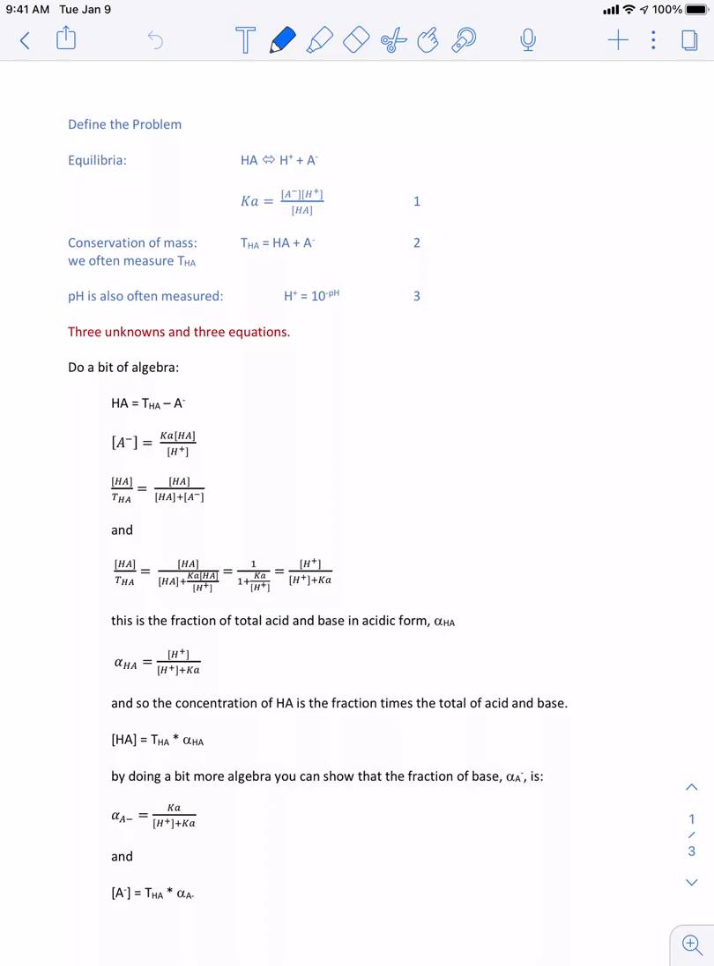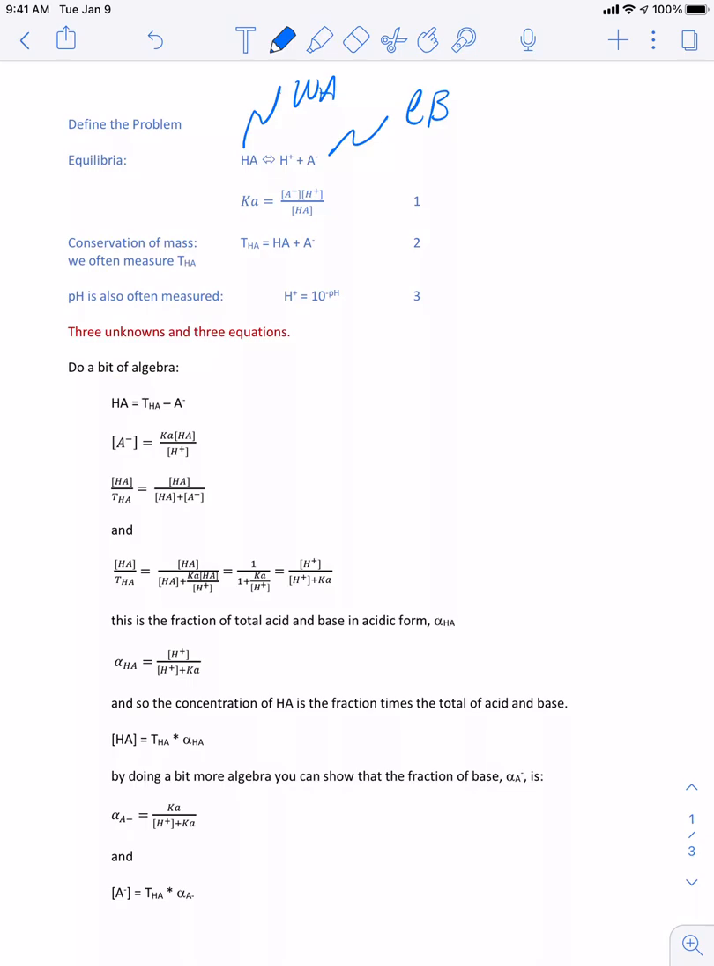So we say that pH is a master variable because pH is known. It's known because we can measure it. All right, so we're going to start with a chemical equilibria. HA, this is going to be our weak acid. It's going to go to H plus and A minus. That's going to be our conjugate base.